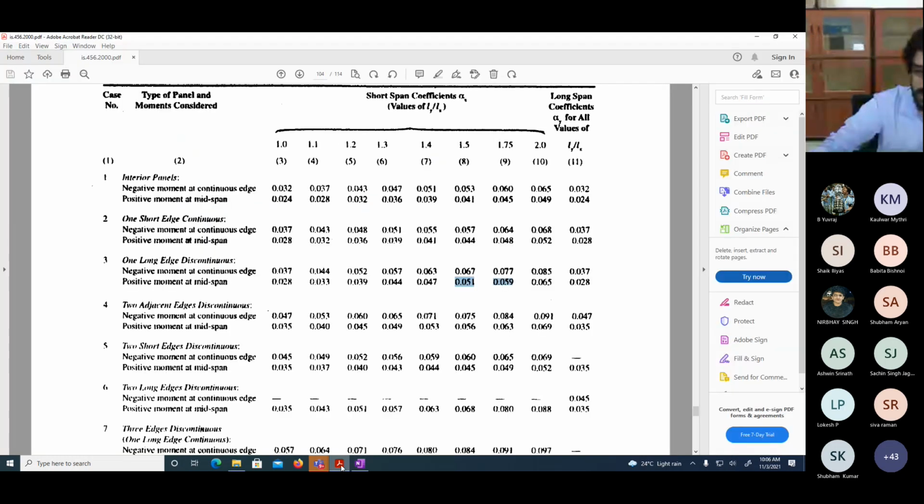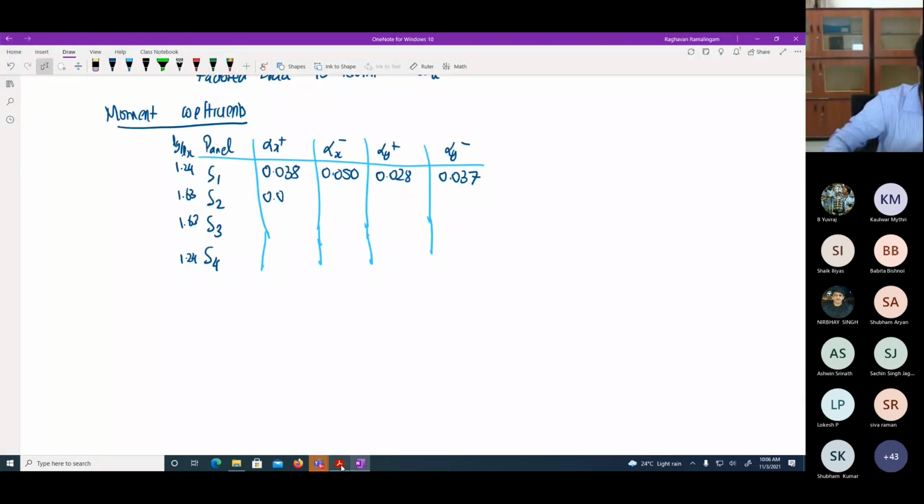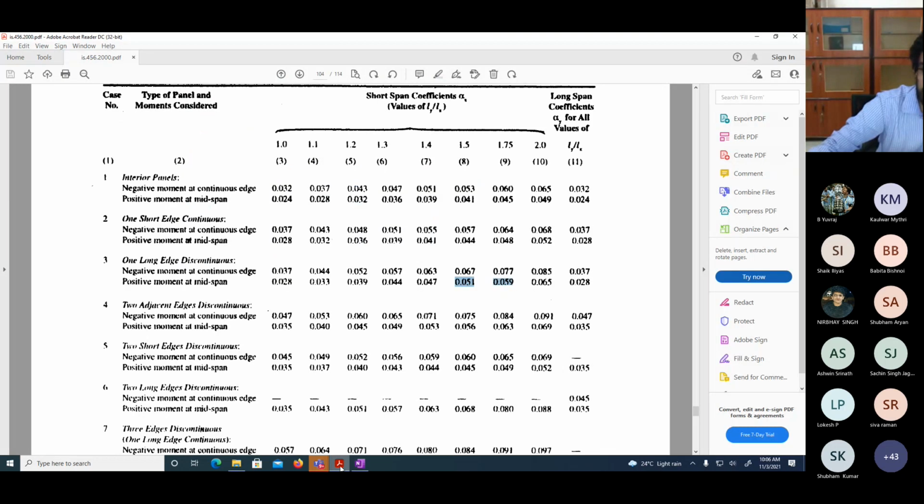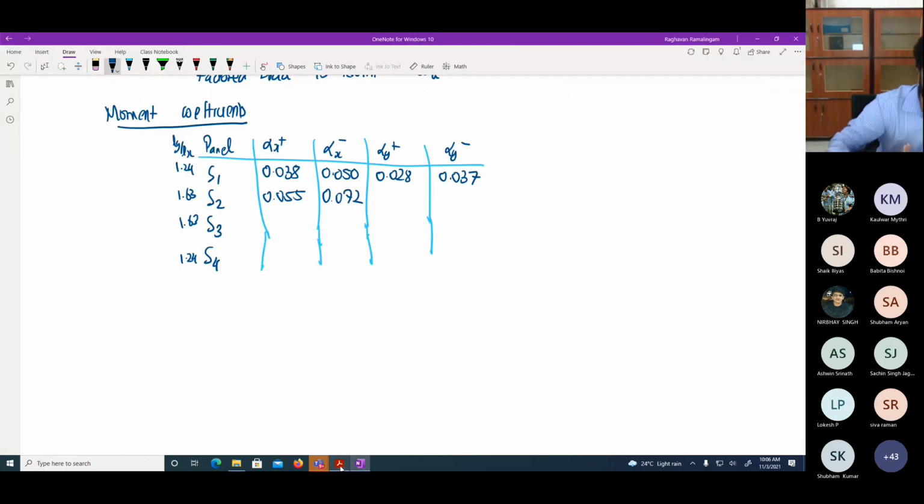Okay, so what did we find? 0.055 and 0.072. Right, and then the other one is the same, 0.028 and 0.037.